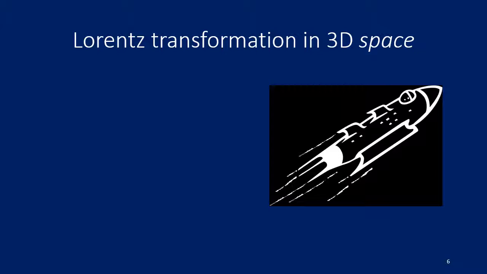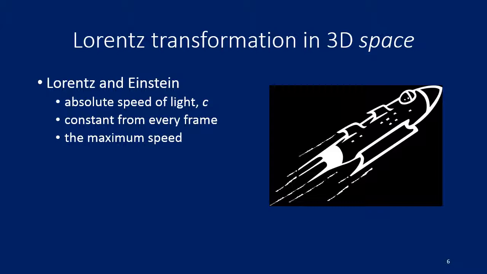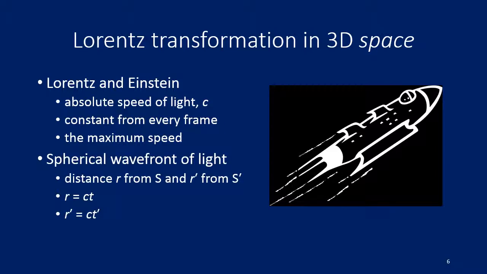Now consider the Lorentz transformations. Both physicists Lorentz and Einstein are famous for this. Start with an absolute speed of light, c. This is constant from every frame of reference, and it's the maximum speed. Also, we'll have a spherical wavefront of light at distance r from S and r prime from S prime. So r equals c times time, and r prime equals c times t prime.